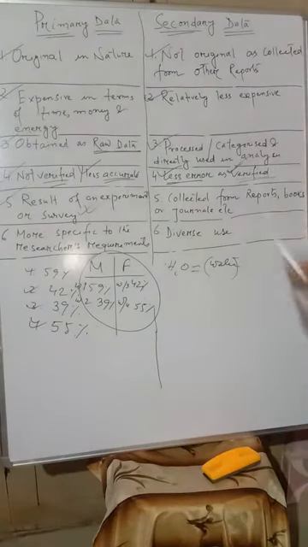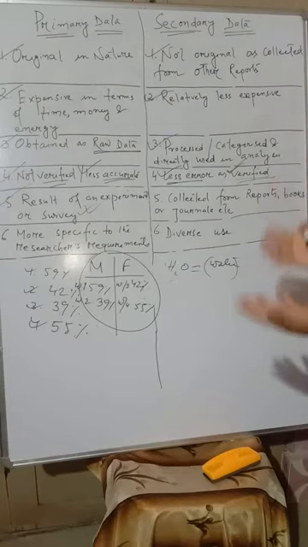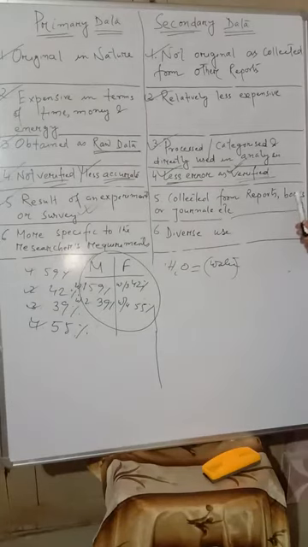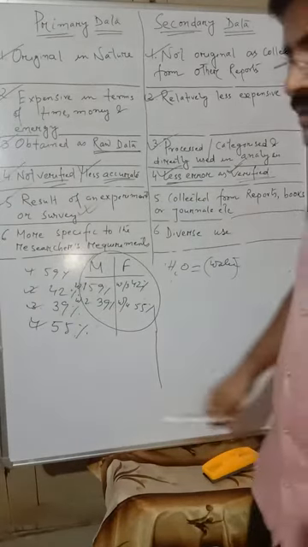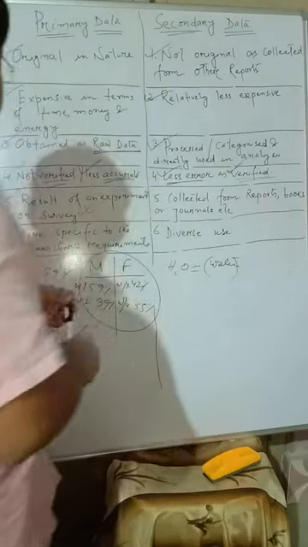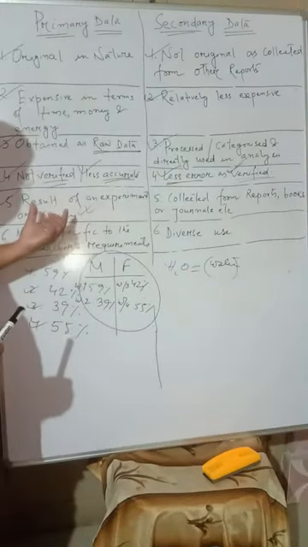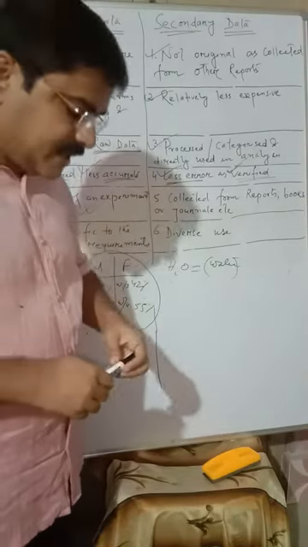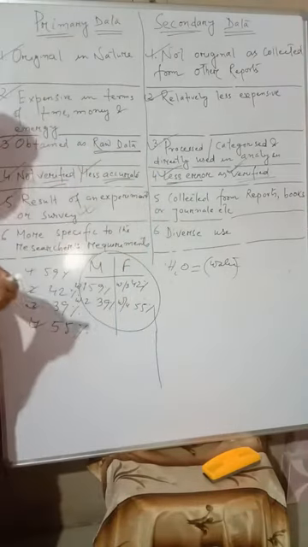But the secondary data is already collected by somebody else, and it is in some published or unpublished form. The secondary data is collected from reports, from books, or from journals, etc. So the result of any experiment or survey is called primary data, but secondary data is collected from some published or unpublished reports.